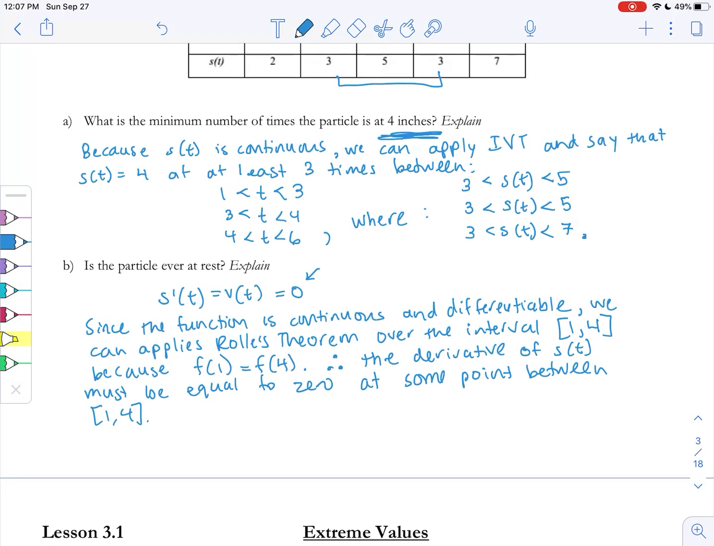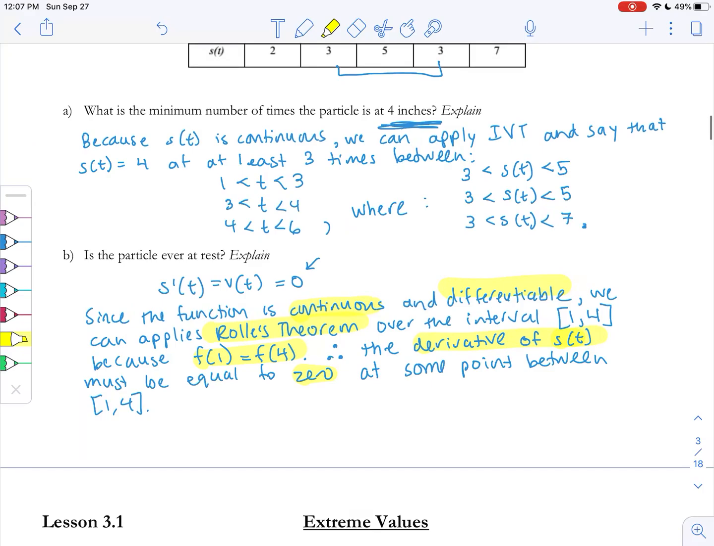So I mentioned Rolle's Theorem, I mentioned continuity and differentiability, so I'll highlight that, and also the guarantee that f of a is equal to f of b, and then also that the derivative is equal to 0. So those are the main things you want to hit upon when asked about Rolle's Theorem.